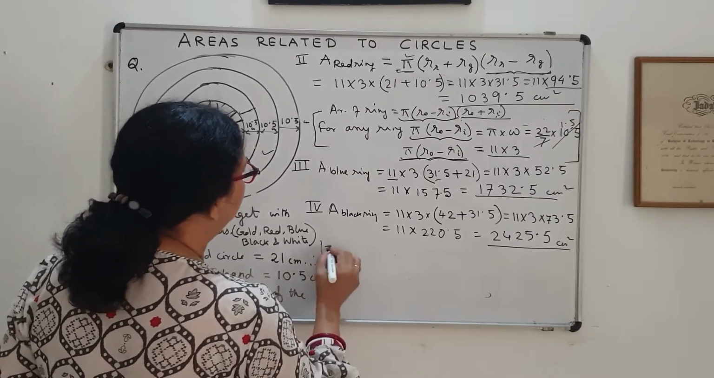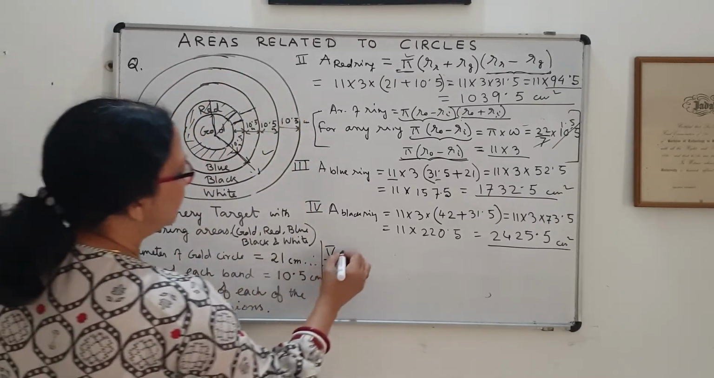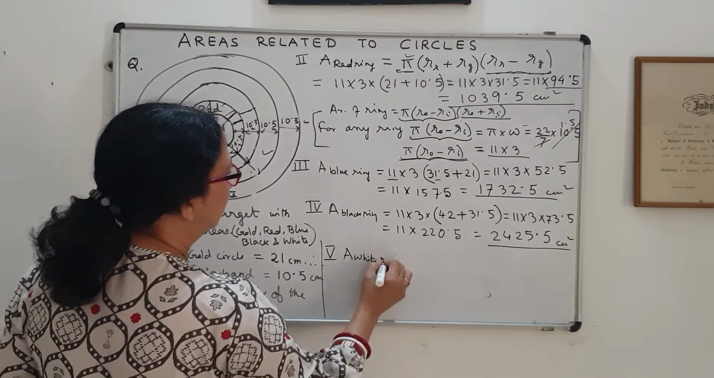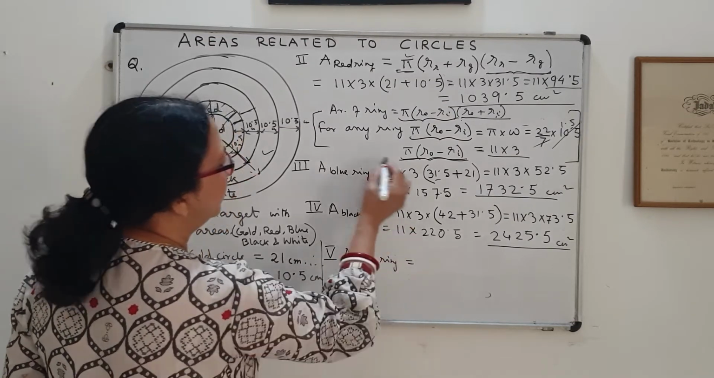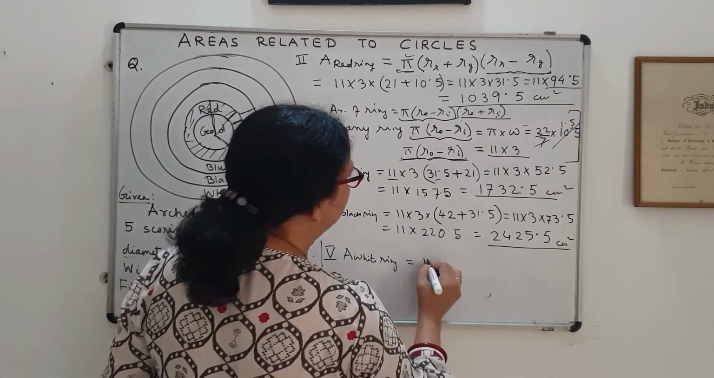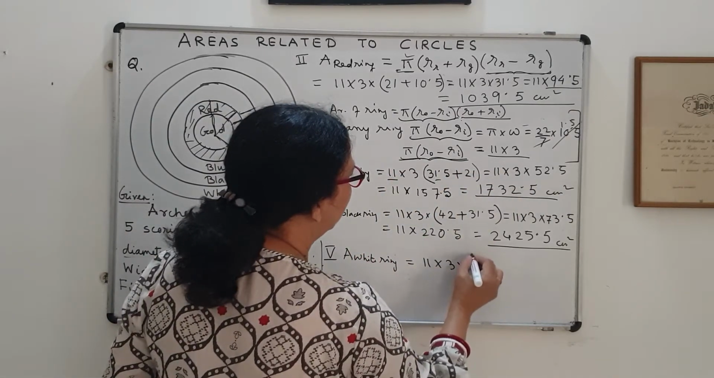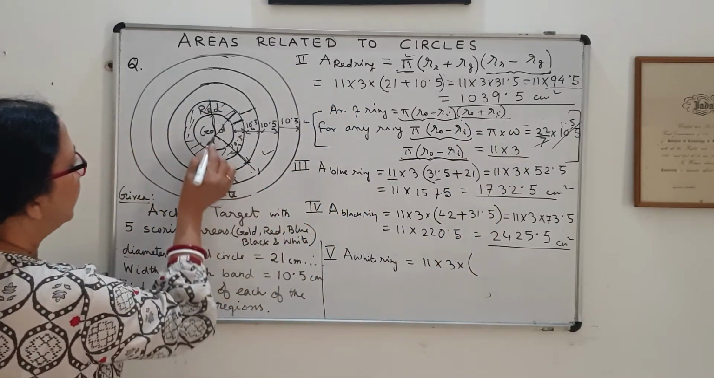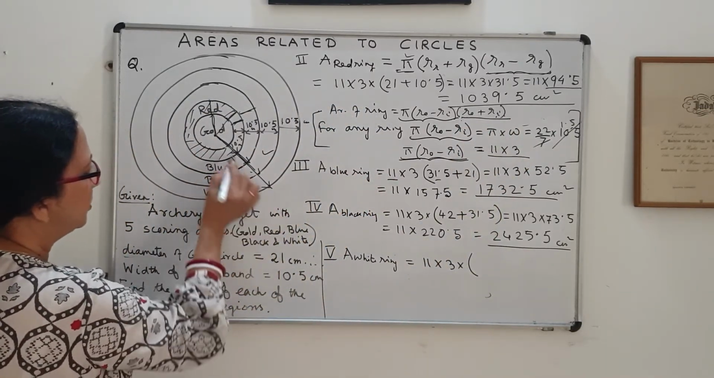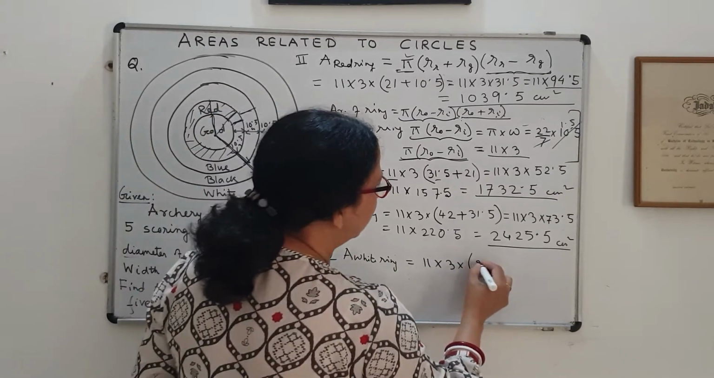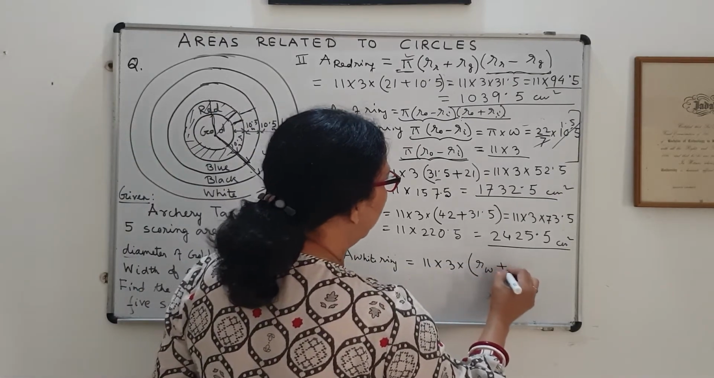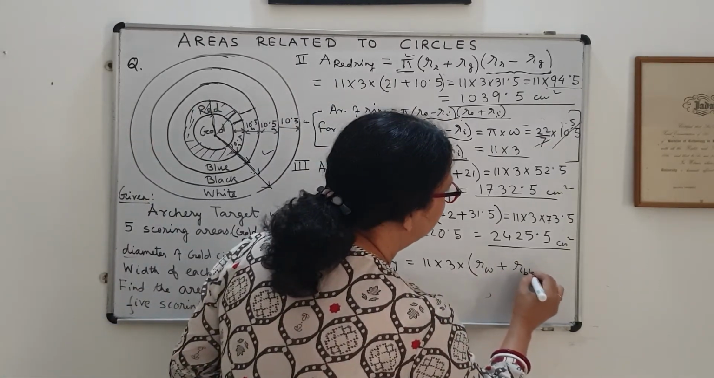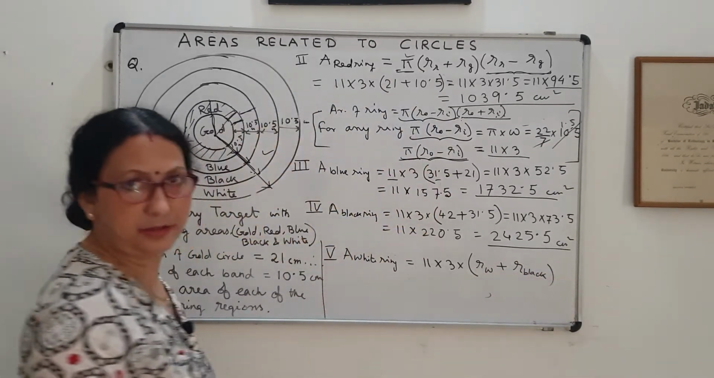Area of the fifth scoring region, the outermost, that is the area of the white ring. Same for any ring, this is fixed, 11 into 3, then what we do? Sum of the outer radius plus inner radius. For the white ring, the outer radius is this much. This is the radius of the white circle plus the radius of the inner one, which will be black, radius of black. This way we can write.